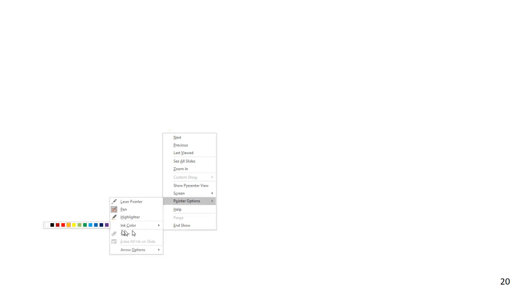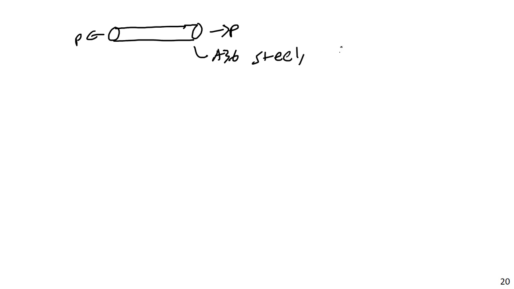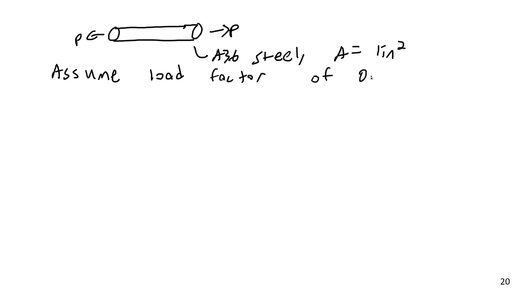So let's run through a very similar example to the other one. Let's do the exact same thing. I have a load, the same thing, a P here and a P here. And again, it's A36 steel with a cross-sectional area equal to 1 inch squared. And let's assume, for this case, a load factor of, let's say, 0.9. That'd be pretty good for tension.